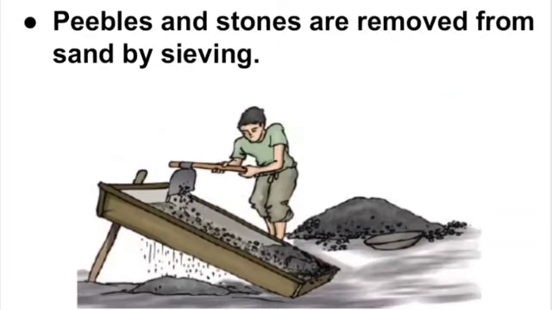Another example is for removing the pebbles and stones from sand, we use the sieving method. The sand particles are very small and they can pass through the holes of the sieve, but the stones are larger in size, so they remain on the sieve. So in this way we can separate pebbles and stones from sand by sieving.